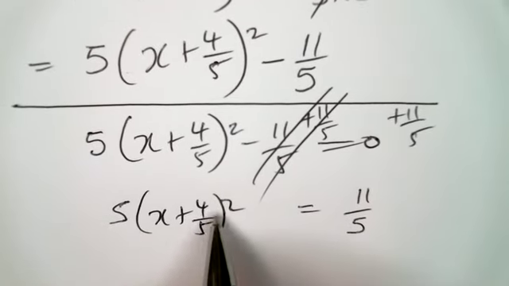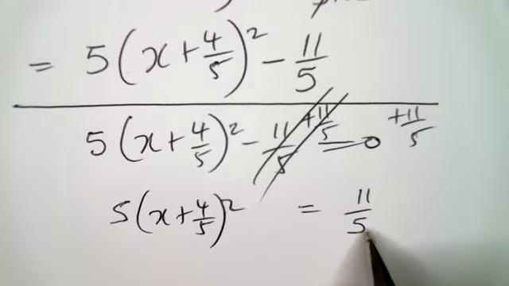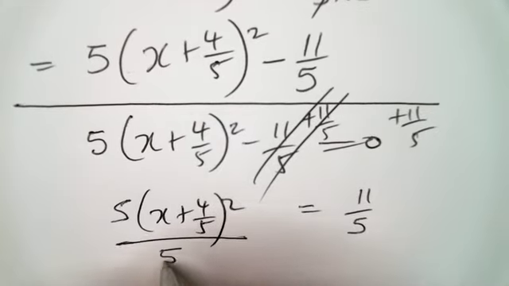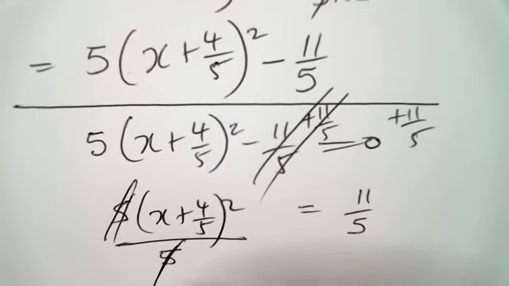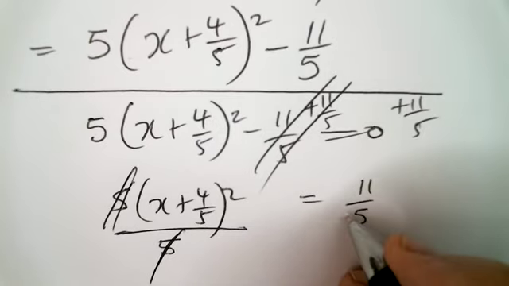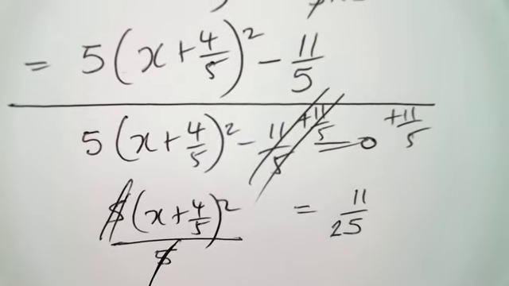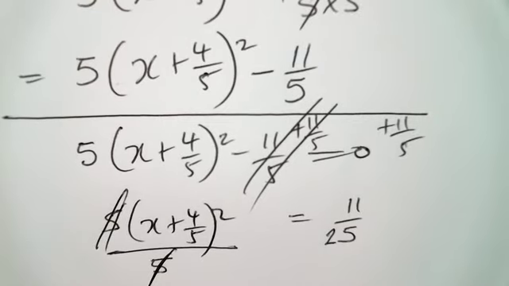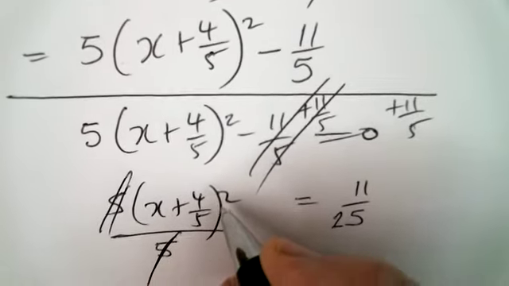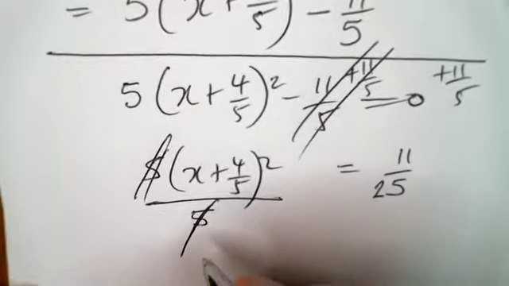Now I'm going to divide this side by 5 and divide this side by 5. If I divide that by 5, the 5s disappear. I divide this by 5, I get now 25 on the bottom. Now, let's also, while we're here, unsquare this. Okay, so I'm going to take the square root of both sides.